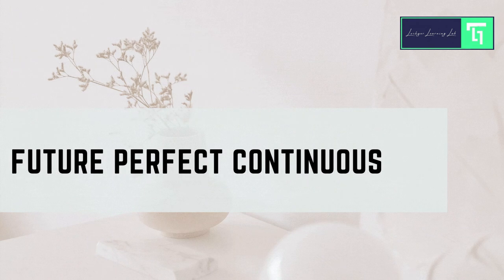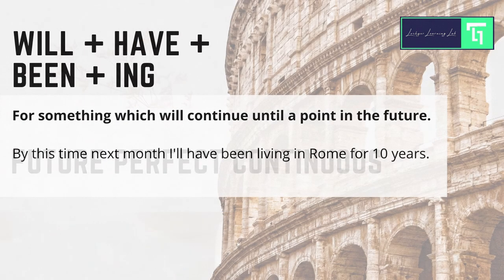And then future perfect continuous, all right? This is for something which will continue until a point of time in the future. By this time next month, I'll have been living in Rome for 10 years. So maybe now it's March, for example, and you're saying that when April comes, yeah, that you will have been living in Rome for 10 years. You came 10 years ago, all right, and in April it will be completed that 10 years.